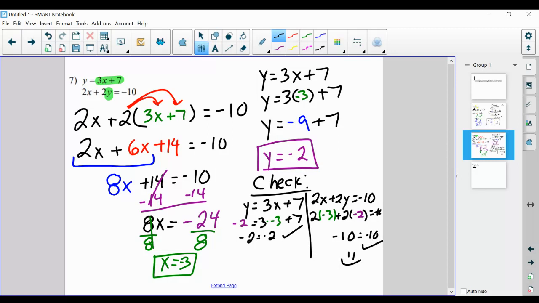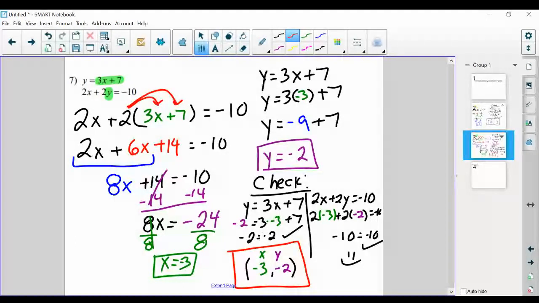We have to put our answer in parentheses. Remember, it's always our x, comma, y. So it's our x and our y. The x value was negative 3. The y value was negative 2. And that's going to be our final answer. Negative 3, comma, negative 2.